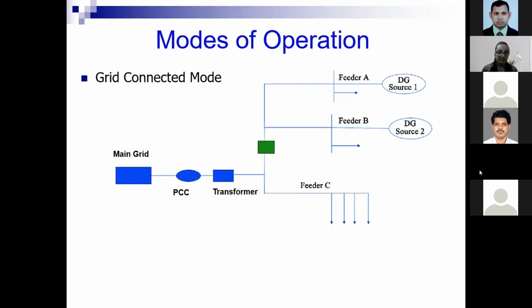Let's discuss the modes of operation. In the grid connected mode, the utility grid is in the active state. The static switch is closed, as you can see in this figure. The utility grid regulates the frequency and voltage of the microgrid, and that allows the distributed generating units to follow the main grid's frequency variations.